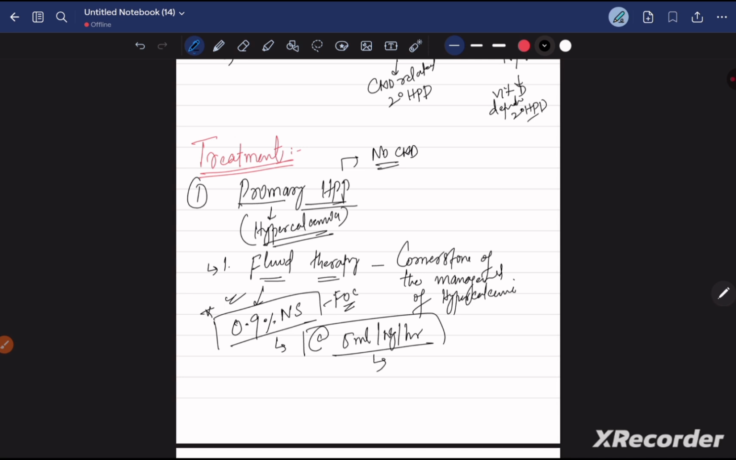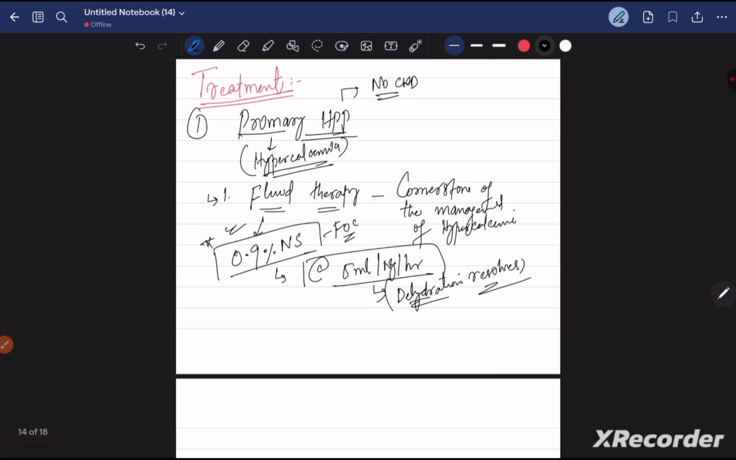Up to what extent is this given? It is given to the extent that the dehydration resolves. When you feel that there is now no dehydration in the animal, then you will stop here. Okay, what is the mechanism why normal saline is the fluid of choice?